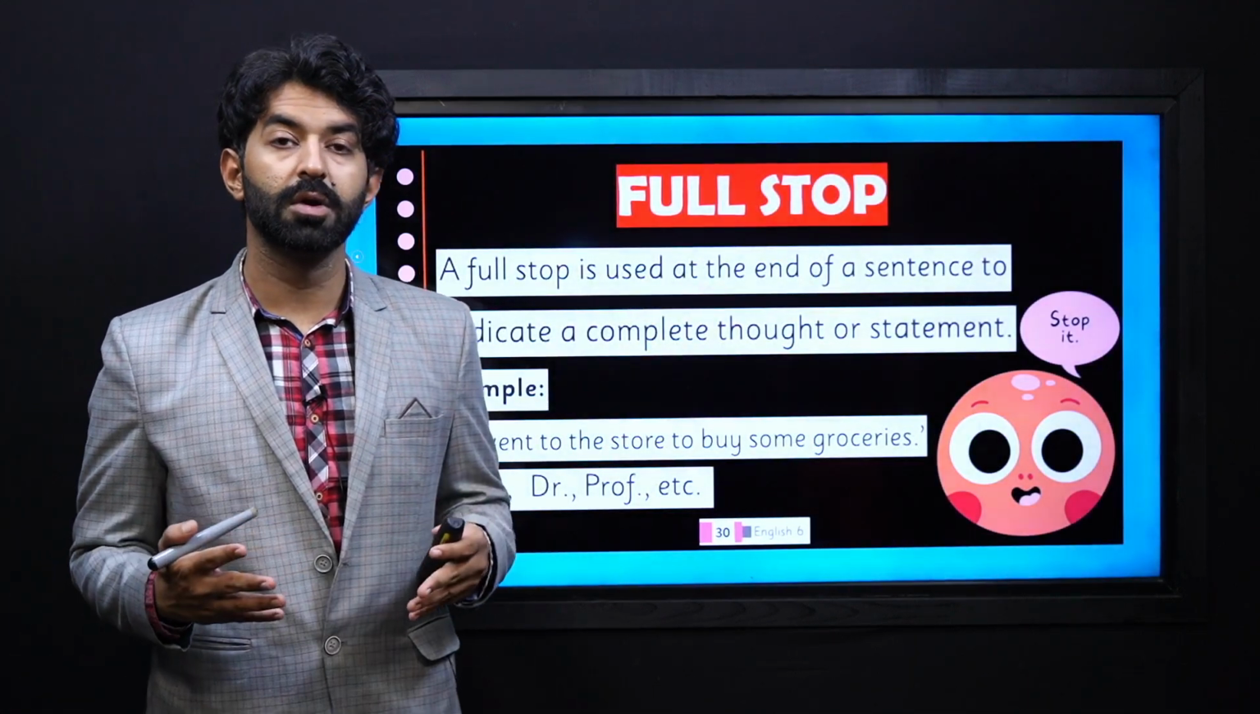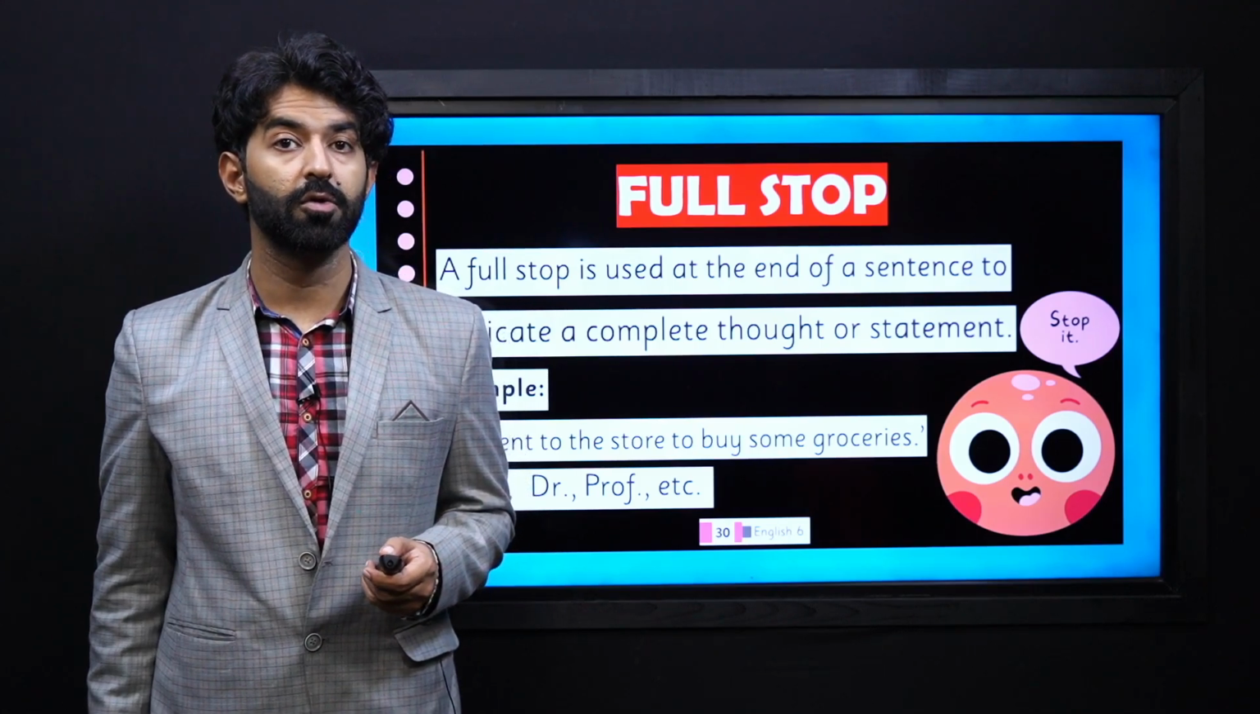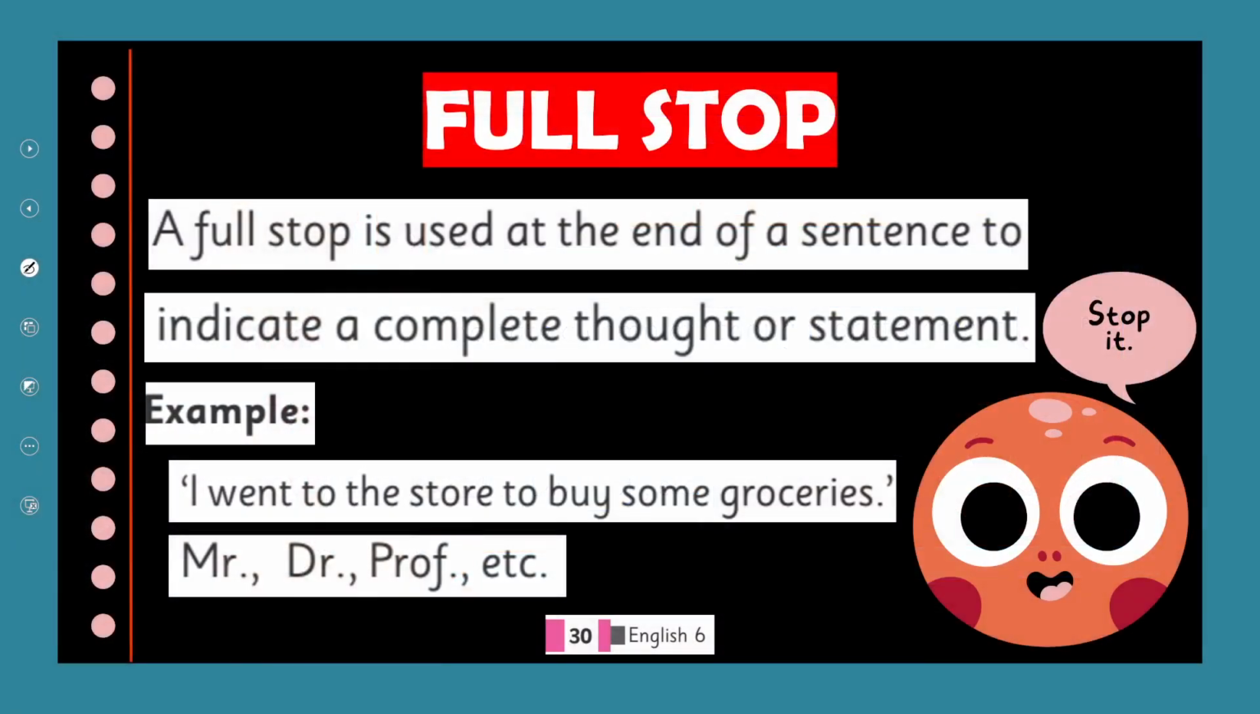Now, let's talk about punctuations. We will go through some of the punctuations from our students' learning outcome. Let's talk about full stop. So as you know, full stop is the most recognized and common punctuation in our writing. A full stop is used at the end of a sentence to indicate a complete thought or statement. So when your sentence is completed, it has a complete thought, it's giving a full understanding and also if it's a statement, you will be using a full stop at the end of the sentence.